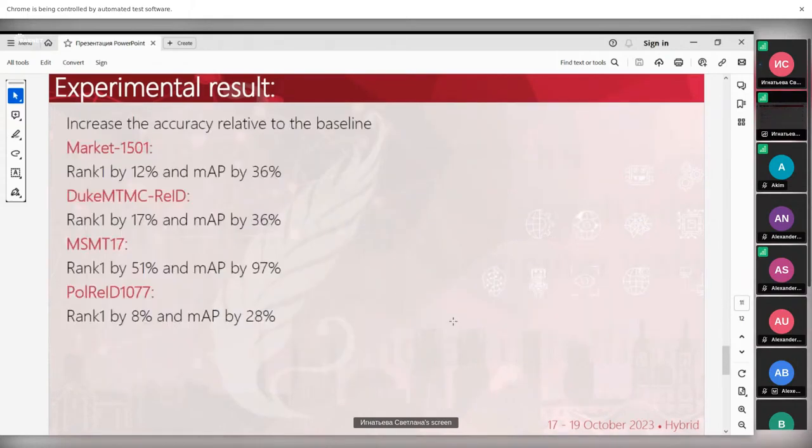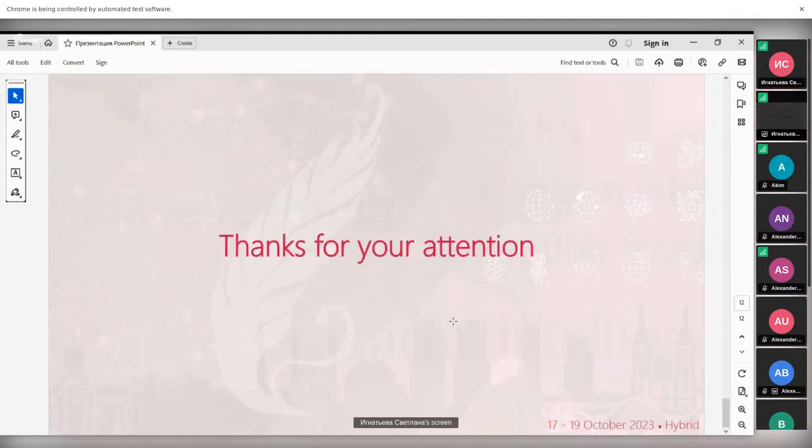The experimental results showed that the use of the proposed algorithm for person re-identification makes it possible to increase the accuracy relative to the baseline in the rank-one metric by 12% and mAP by 36% for the Market dataset. For the Duke dataset, the accuracy increased by 36% in rank and mAP metrics, respectively. For MSMT, the accuracy increased for rank one by 51%, mAP by 97%. And for the PolRate database, results also became better for rank one by 8% and mAP by 28%. Thank you for your attention.